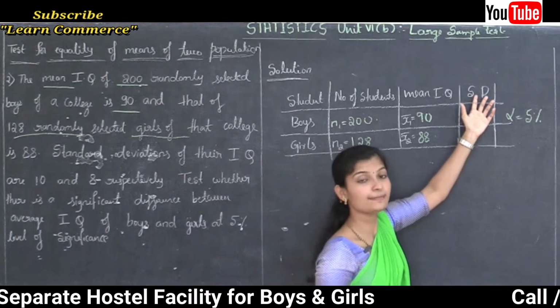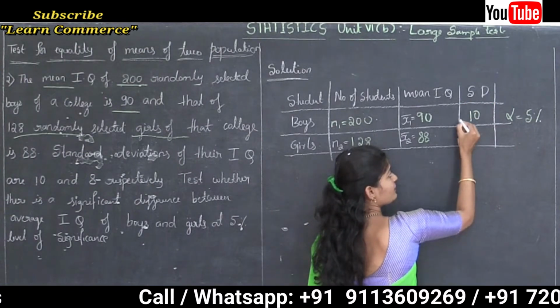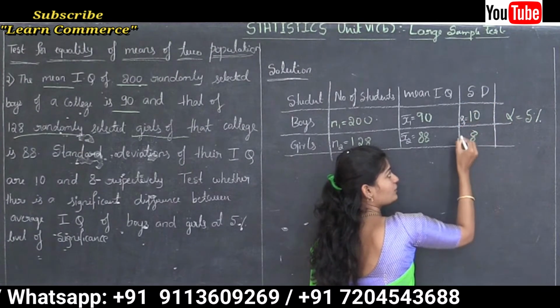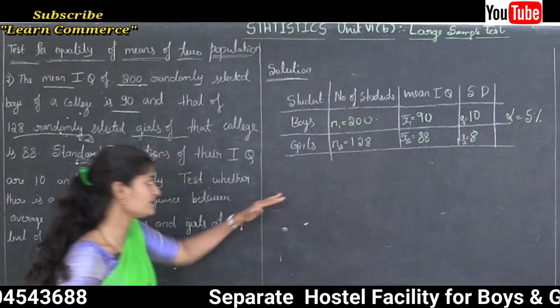Standard deviation. Sample standard deviation is denoted by small letter s. Here two sets are there. The first set is x1 and the second set is x2. Next, let's see the test procedure.